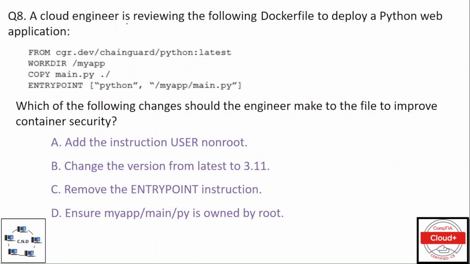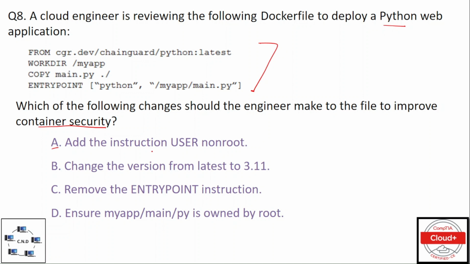Question number 8. A cloud engineer is reviewing the following Docker file to deploy a Python web application. So, this is the Docker file to deploy the web application. And the question is, which of the following changes should the engineer make to the file to improve container security?